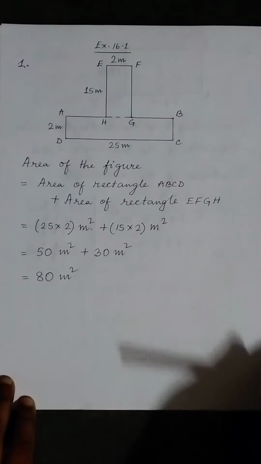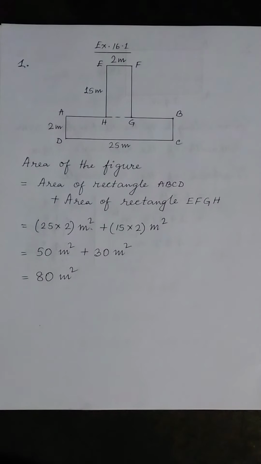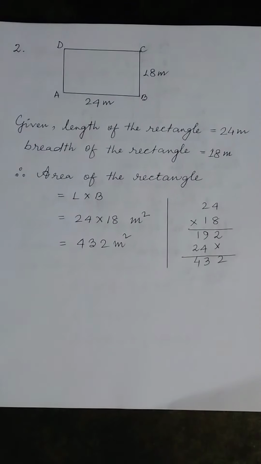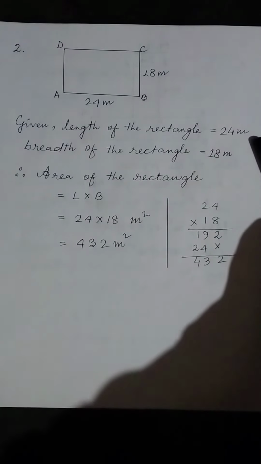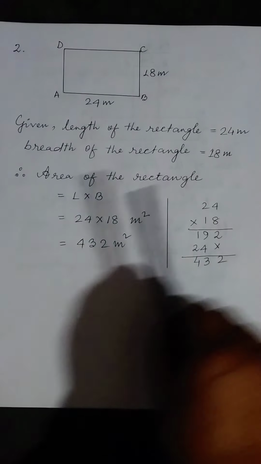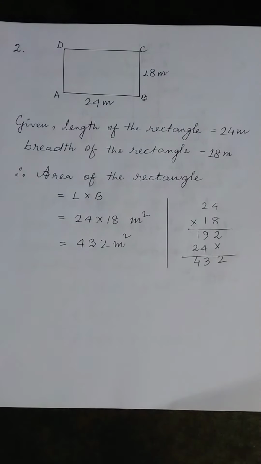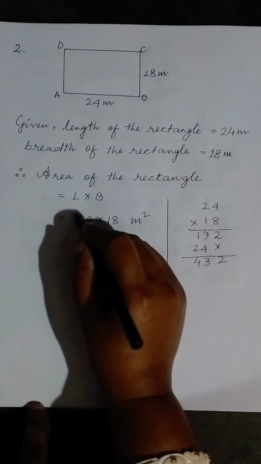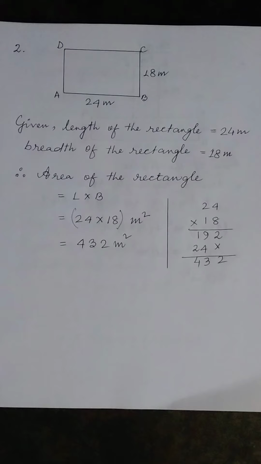Question number 2, it's very easy. Find the area of the rectangle. Here it is already given that it is a rectangle. The length of the rectangle is this, the breadth of the rectangle is this, and the area of the rectangle is length into breadth. So length into breadth means 24 into 18. You can give one bracket here, if you don't give also no harm. The area unit comes to be square unit. As the dimensions are in meter, it is square meter. 24 into 18 is 432 square meter. This is all about your question number 2.